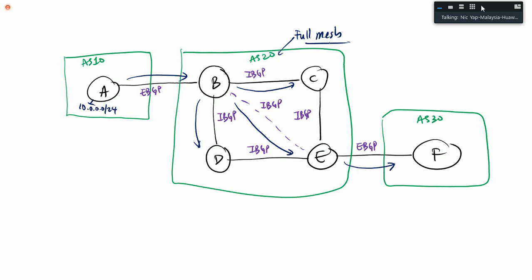Okay, full mesh. But when using a full mesh, you find that there is an issue here. So with 4 routers in a full mesh, how many peer connections are required? 4 routers, full mesh.